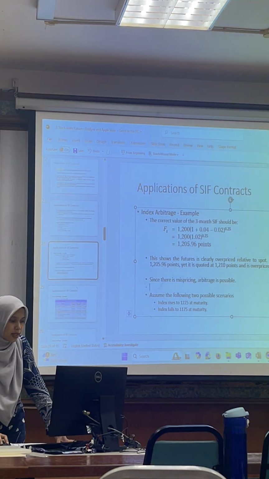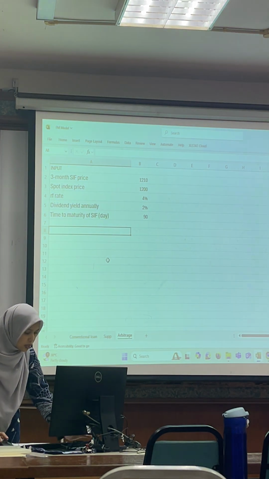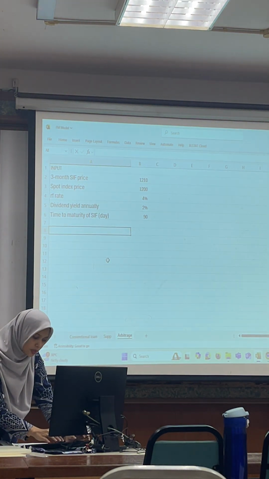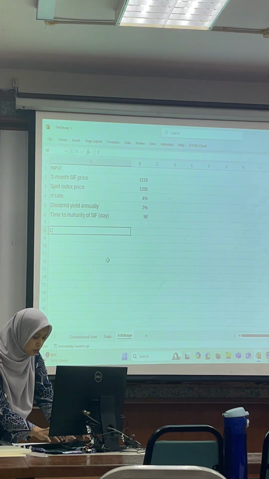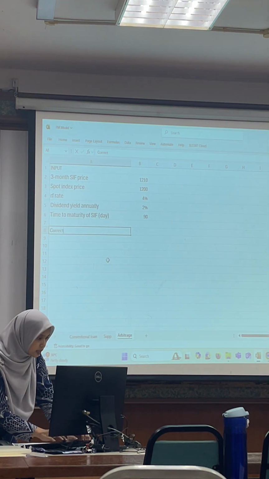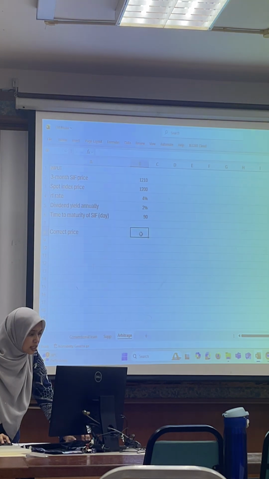So use the formula using this one. Either you can put here that is the correct price, whatever it is, a true value, correct price. You can put whatever is the name. The true value, implicit value.